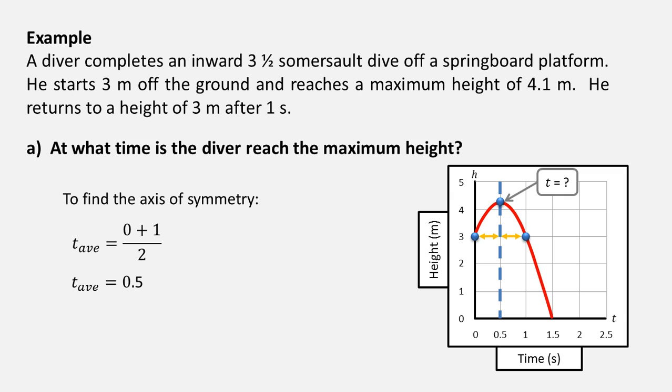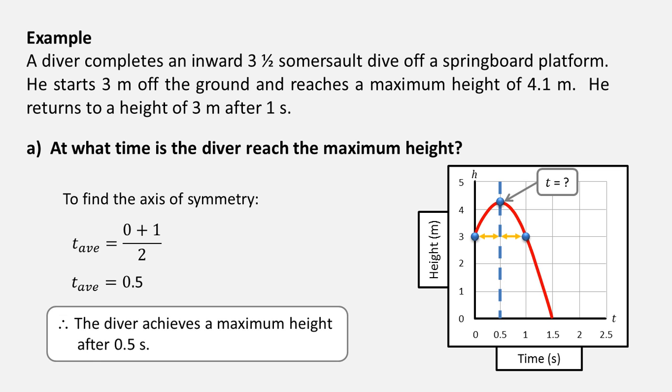Therefore, the axis of symmetry is located at x equals 0.5, and the vertex is (0.5, 4.1). The diver therefore reaches a maximum height at 0.5 seconds.